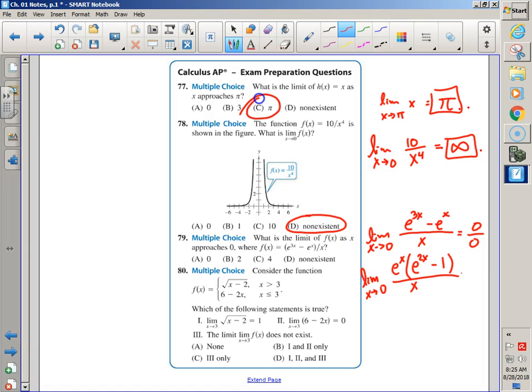You guys can double check me, but I'm pretty sure the answer's 2. Now, how did I do it? You'll have to stay here all semester to figure that one out. Or you can ask a BC kid. L'Hopital's, and you'll be like, what?